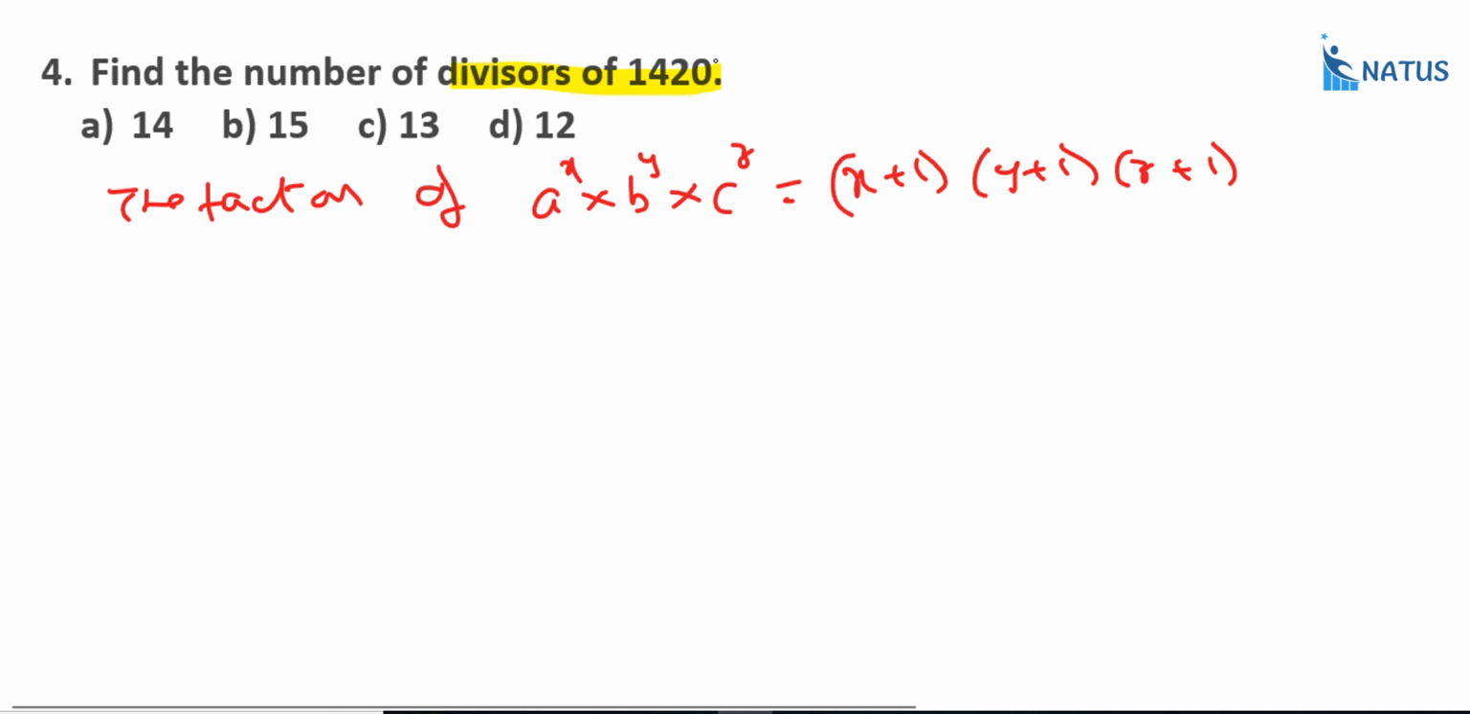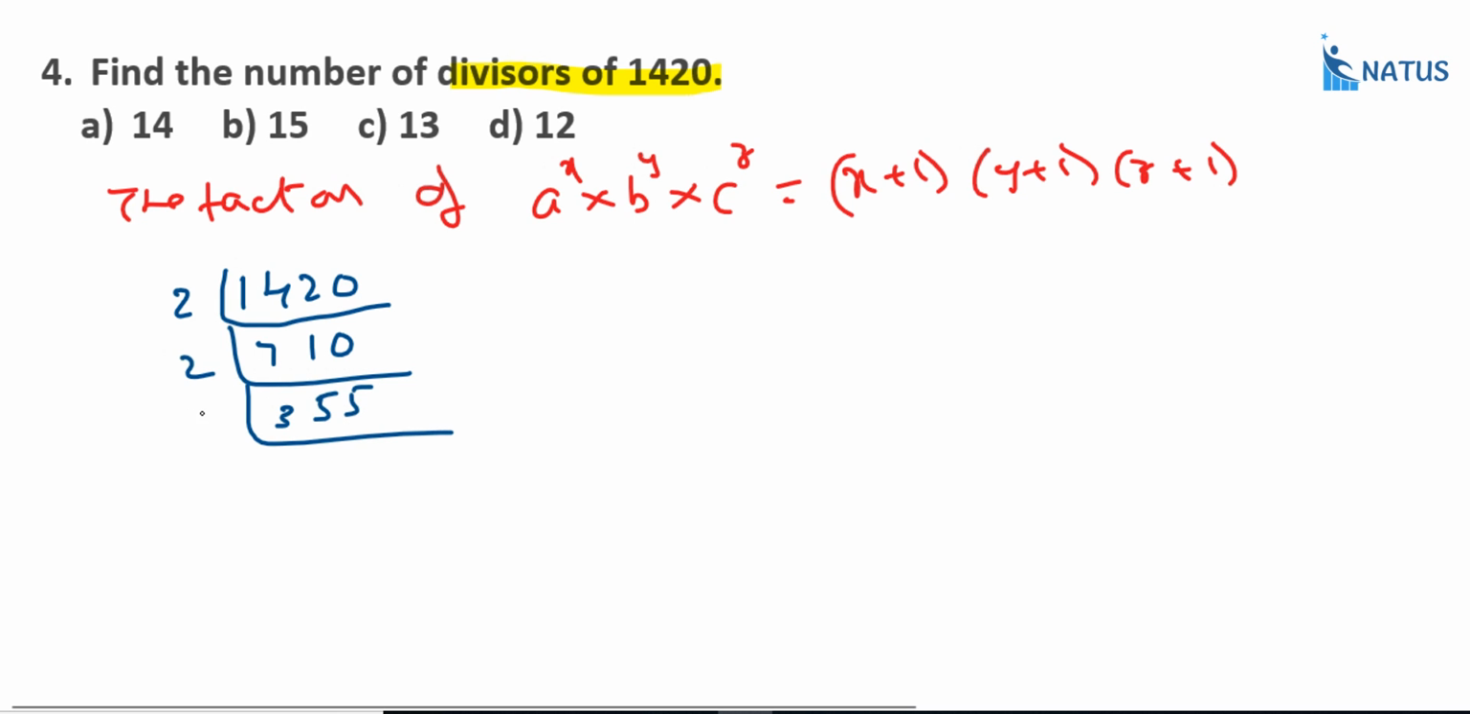Now what is the number? It is 1420. Now you will convert this number into a product of prime factors. Divide with 2, 710. Divide with 2, 355. Now divide with 5, this is 71. So 1420 is nothing but 2 square into 5 into 71. This is equal to power 1, right?